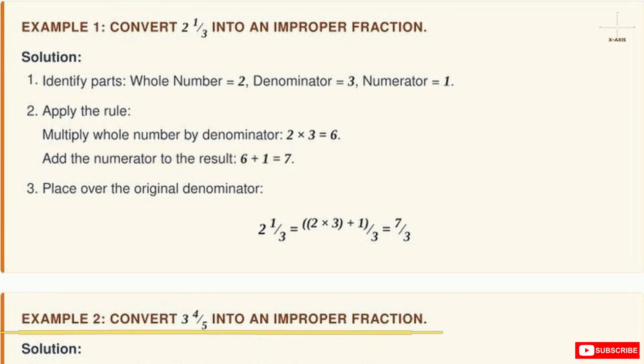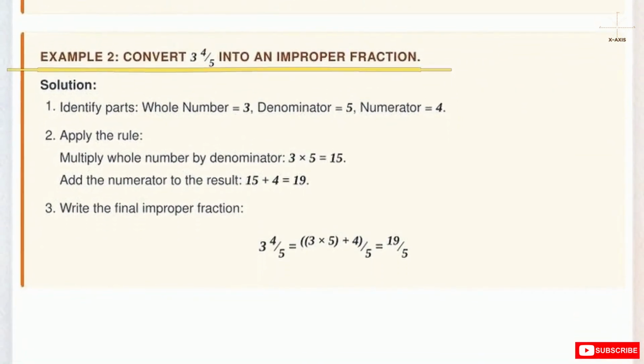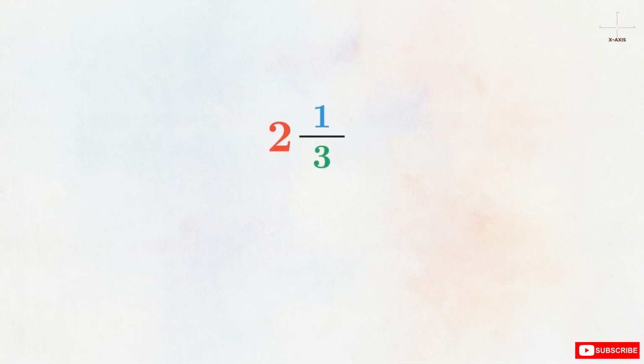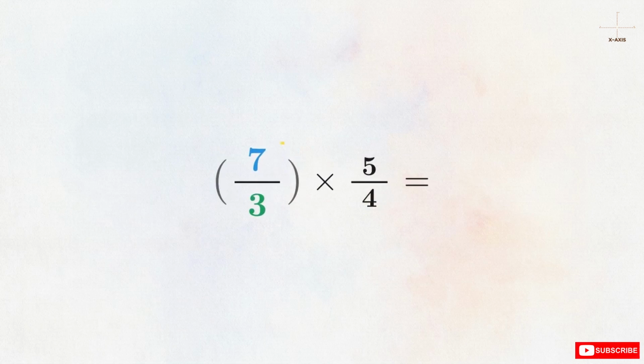Let's test this pattern on the next example, 3 4/5. If you multiply the whole number by the denominator, then add the numerator, you get 3 times 5 plus 4. That yields 19/5. Deconstructing these mixed values back into their raw pieces is a necessary step, because that top-heavy format is required to solve advanced multiplication and division problems later on.